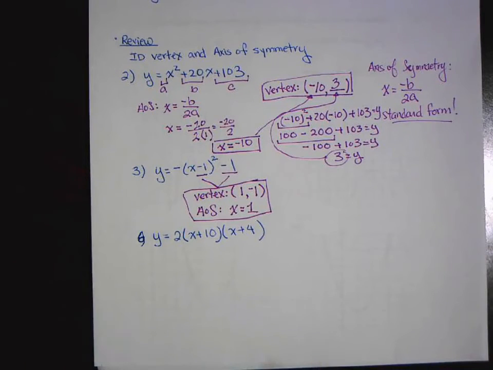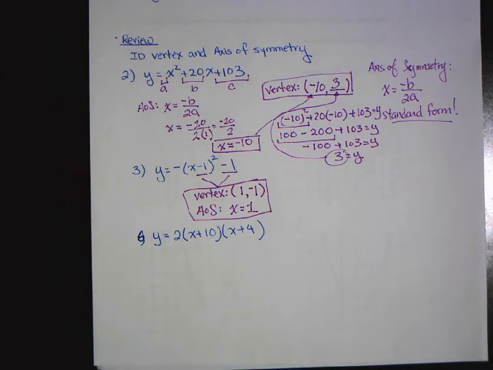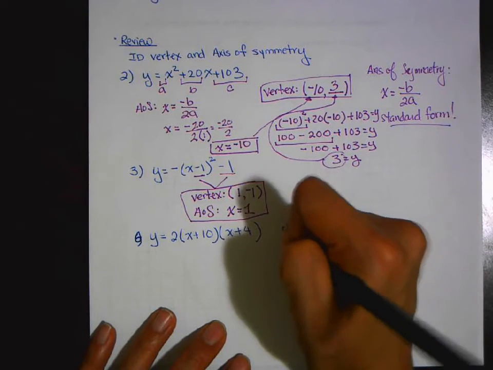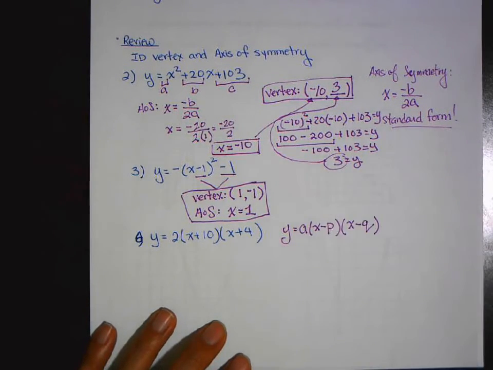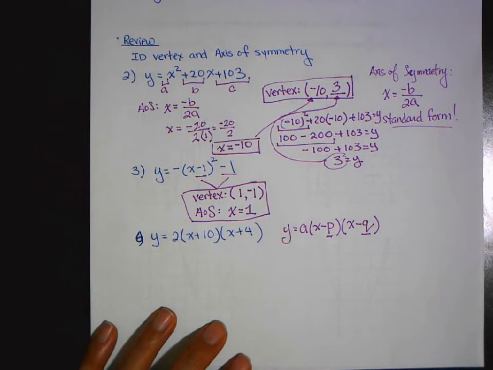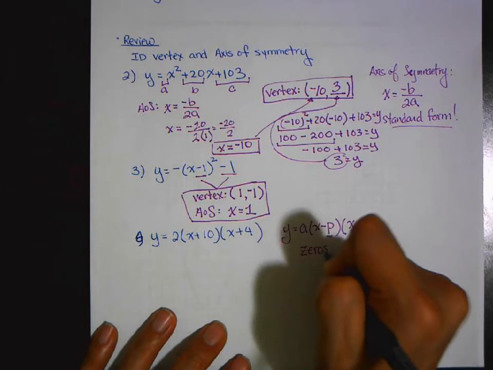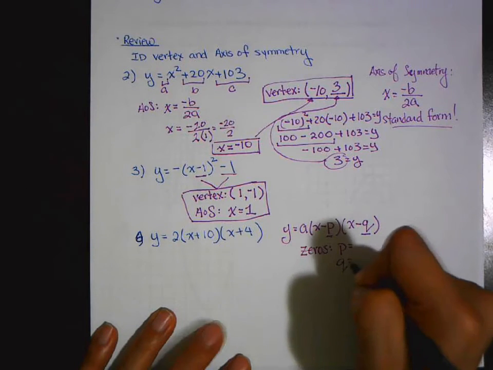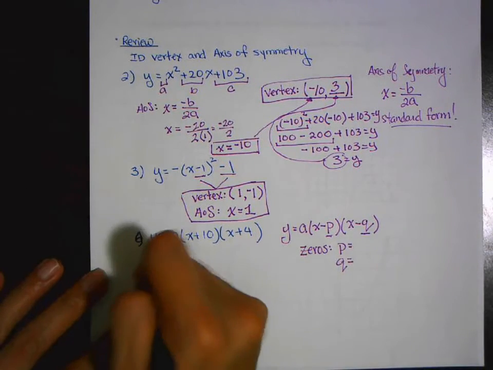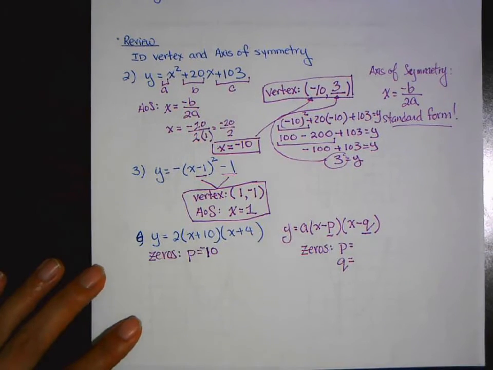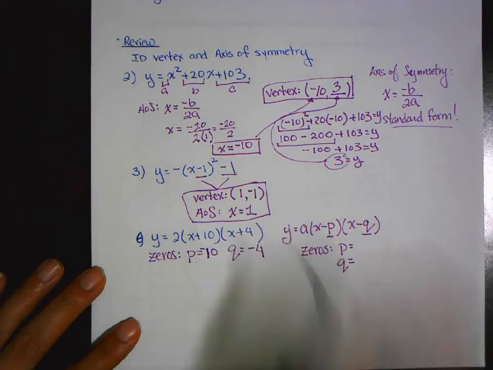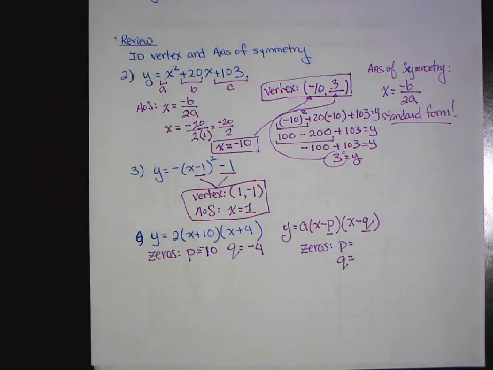Last but not least, you got your x-intercept form. So you got y equals 2 times x plus 10 times x plus 4. Now remember, this is the form you have to remember. This is y equals a times x minus p times x minus q, where p and q are your x-intercepts. So your zeros or your x-intercepts are p equals and q equals. Remember that. Okay, so in this case, my zeros are p equals negative 10 because the sign is opposite, and q equals negative 4 because it's opposite of what's inside. Now, I know my zeros. And that means that I need to work to find my axis of symmetry.